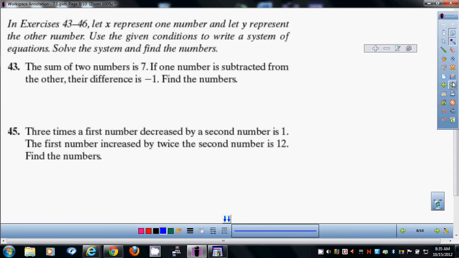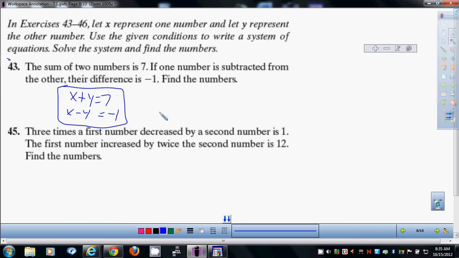Okay. Ooh, these are fun. Number 43. The sum of two numbers is 7. Let's call one of them x and the other one y. If one number is subtracted from the other, minus y, their difference is negative 1. Find the numbers. You create your own system, and from here I'm trusting you could solve it. Just add them together. You have to create your own system of equations given the words.